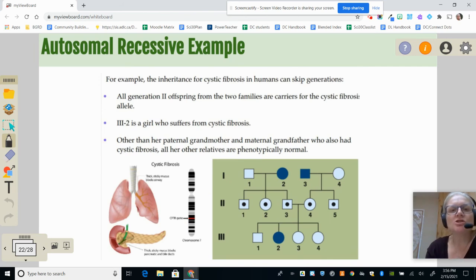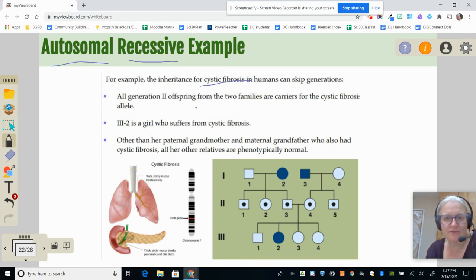So here's an autosomal recessive example. Remember, autosomal means anything not on the X or Y chromosome. We're going to look at the Punnett square of what it could look like for this. This example is for cystic fibrosis in humans, and it can skip generations because it is recessive. Okay, let's take a look here.